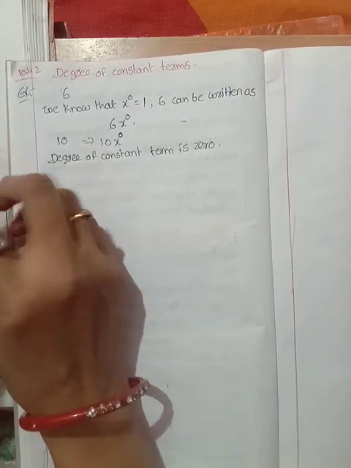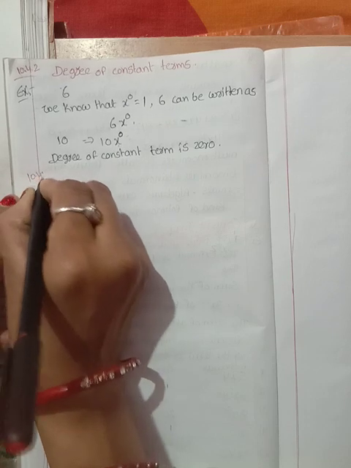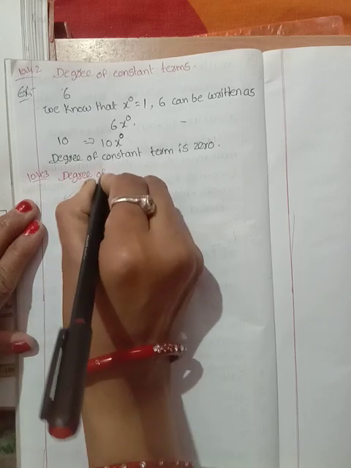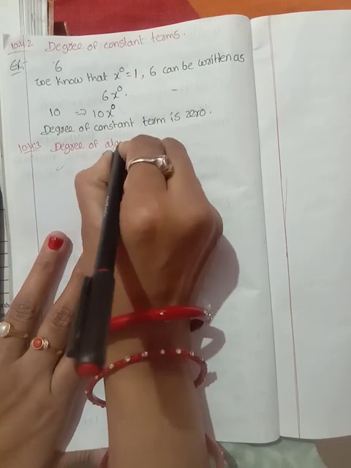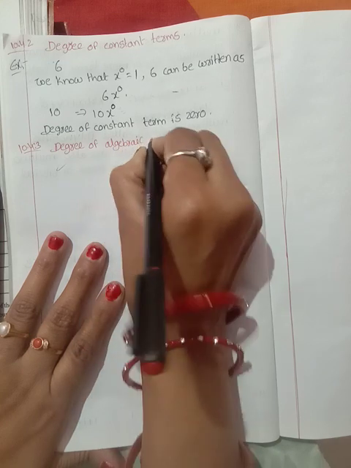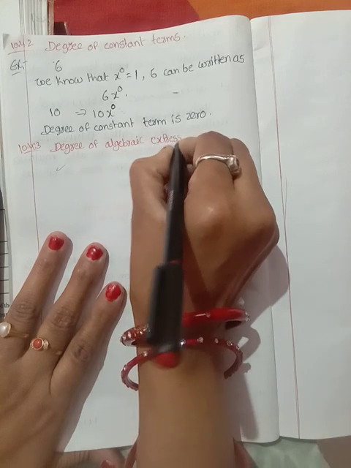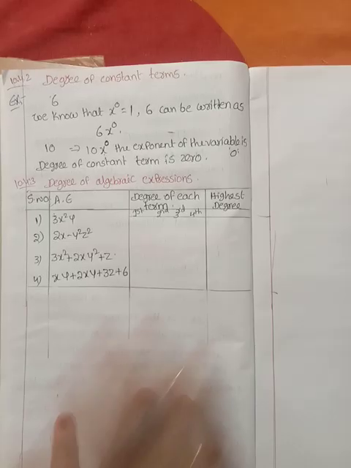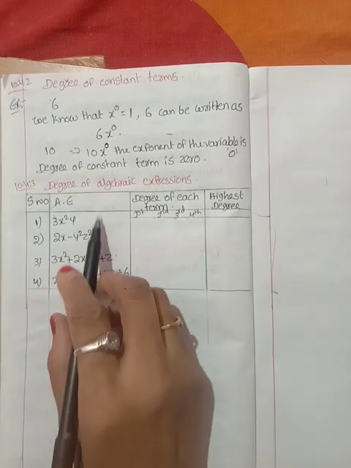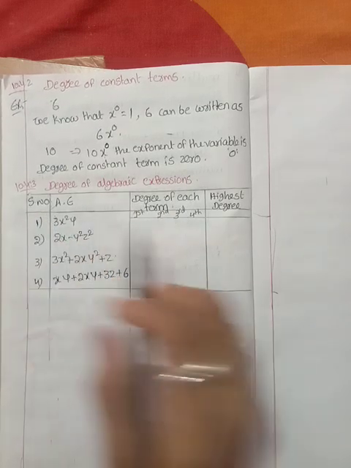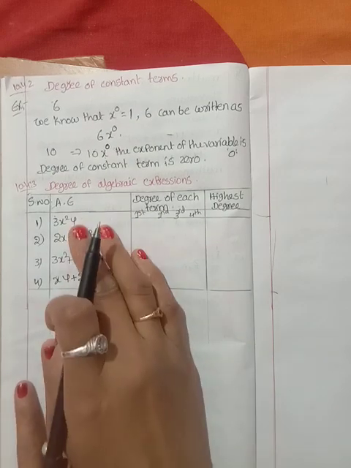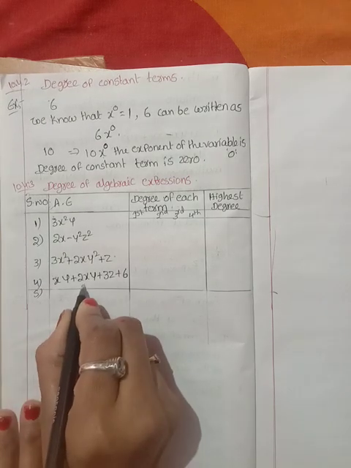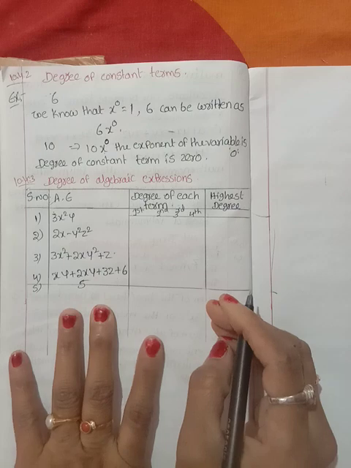Next topic is 10.4.3, degree of algebraic expressions. Serial number 1, algebraic expressions. These are 4 examples only, and one more, the fifth one, is constants only. That is also another example.